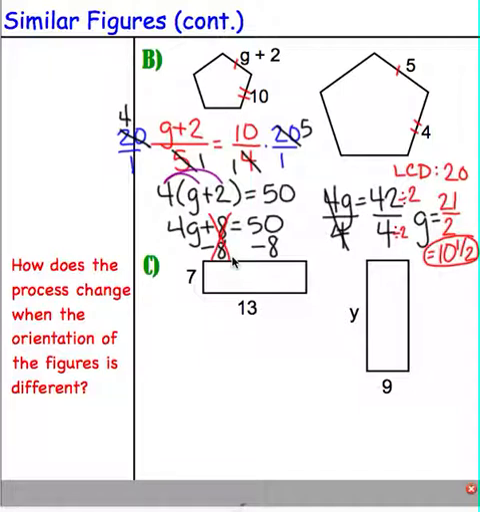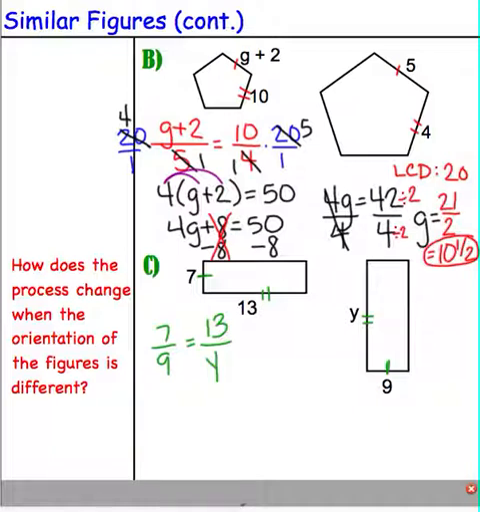Now obviously when we have a rectangle, because we have two sets of parallel sides, we're going to have a shorter side and a longer side. So we're going to match up our shorter side with our shorter side and our longer side with our longer side. So now when we set up this proportion, we're going to have 7 over 9, because those are our shorter sides, equals 13. So the 7 and the 13 are from the same rectangle, so therefore they have to line up with each other over y.